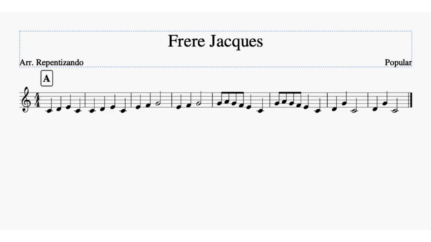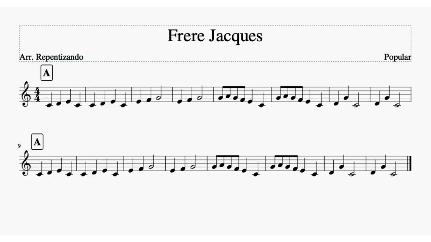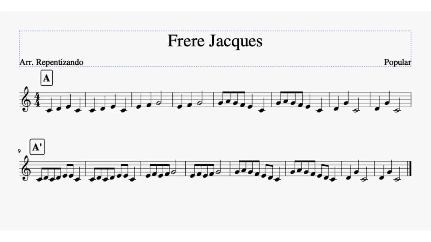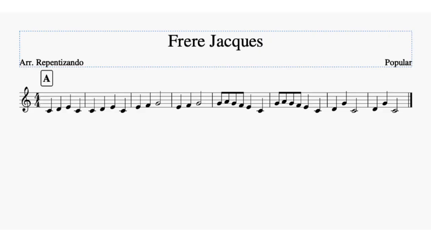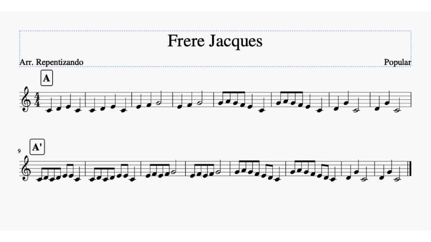Variation. It is similar to the repetition, but the second time the phrase appears, it has some variation of rhythm or notes, although it is very similar to the original. In this version of Frère Jacques, we listen first to the original phrase and then to the same phrase with variation.